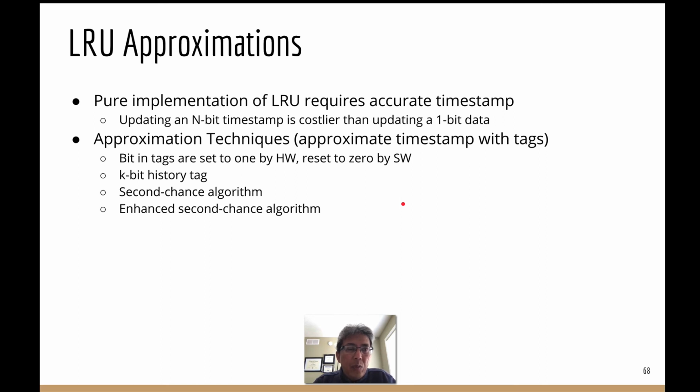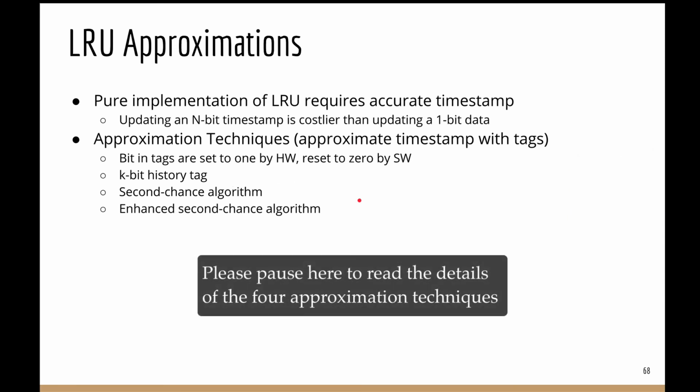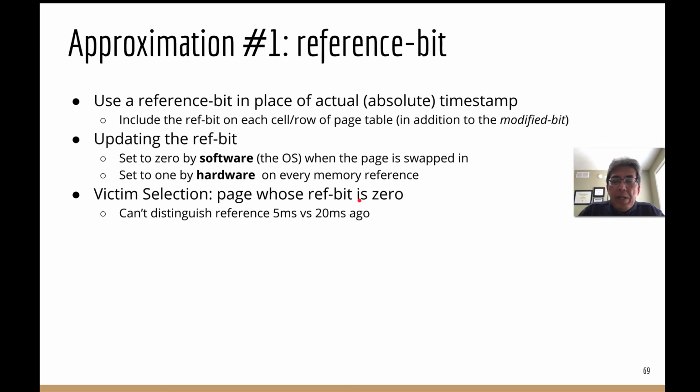But we do want something that can be done in hardware very easily. So we're going to look at several approximation techniques to make sure that our hardware is not too expensive. The first simple approximation is to use just one bit, and we're going to call this bit the reference bit, or the R bit. So how does it work?